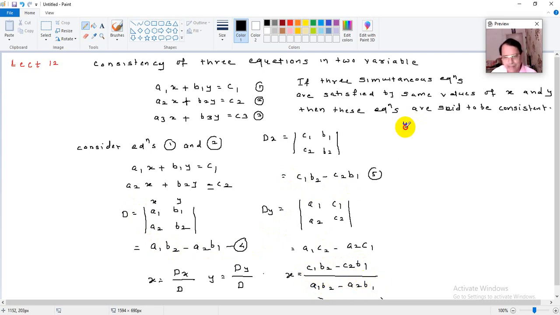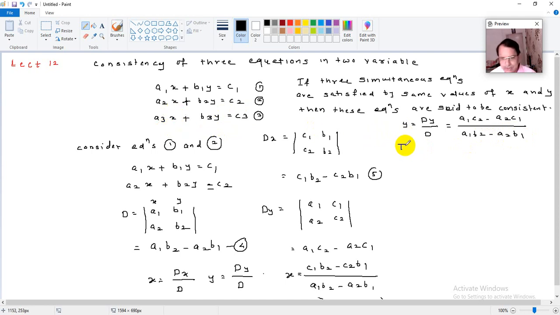y किती होईल बघा, y चा फॉर्म्युला काय, dy अपॉन d. सो काय होणार बघा, dy ची व्हॅल्यू आपण इथे काढले, A1 C2 मायनस A2 C1. करेक्ट, A1 C2 मायनस A2 C1 आणि it will be divided by this D, that means A1 B2 minus A2 B1. आता ह्या व्हॅल्यूज, आपलं काय म्हणणं आहे बघा, या व्हॅल्यूजने तिसरं इक्वेशन सॅटिस्फाय करायला पाहिजे. करेक्ट. मग तिसरं इक्वेशन म्हणजे काय सांगा, सी a3x, त्याच्यात मी x च्या ऐवजी हे टाकणार.